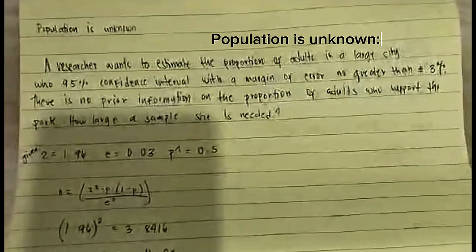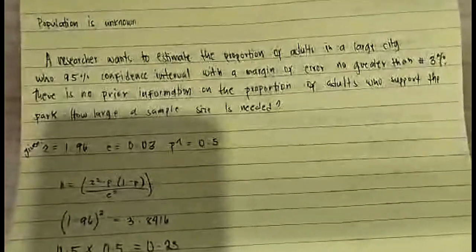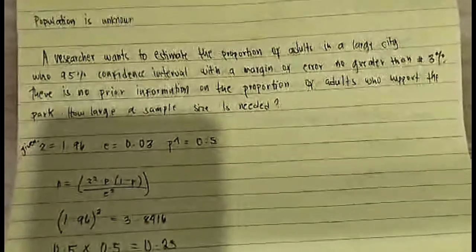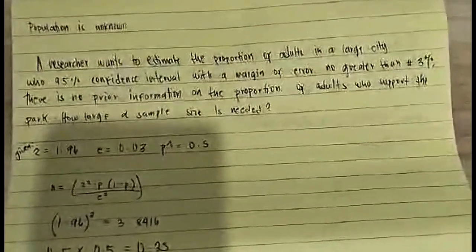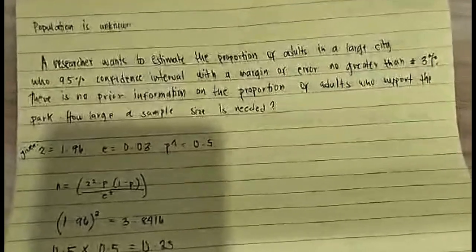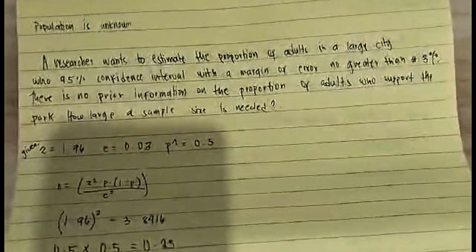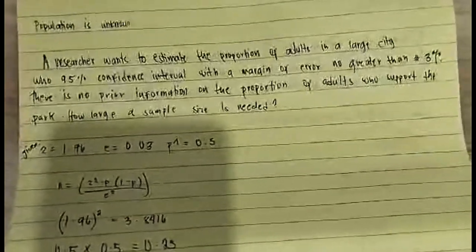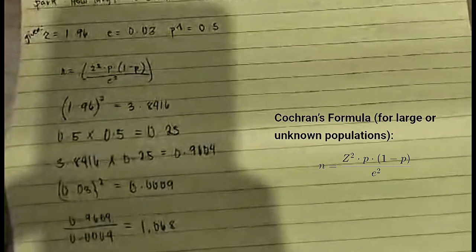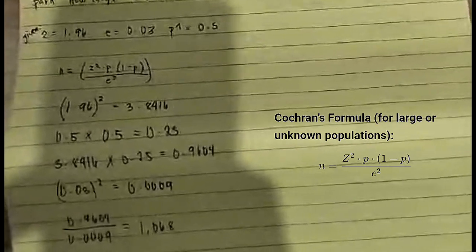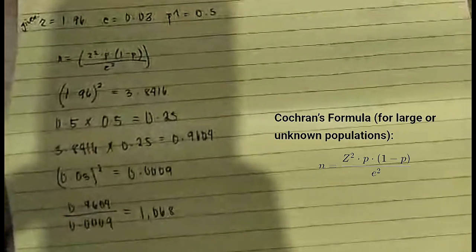Population is unknown. A researcher wants to estimate the proportion of adults in a large city who support a park, with a 95% confidence interval and a margin of error no greater than 3%. There is no prior information on the proportion of adults who support the park. How large a sample size is needed? Given: the z value for the confidence level is 1.96. Margin of error 0.03. P hat equals 0.5.